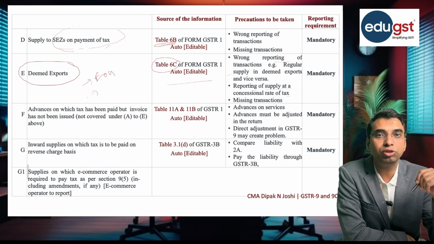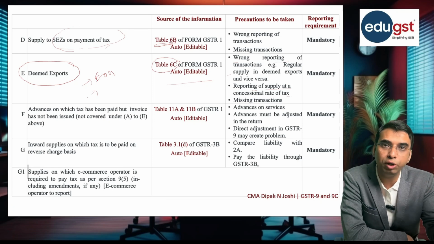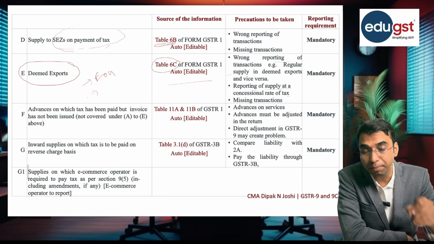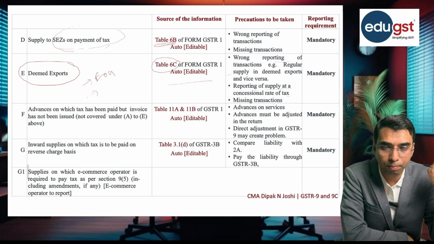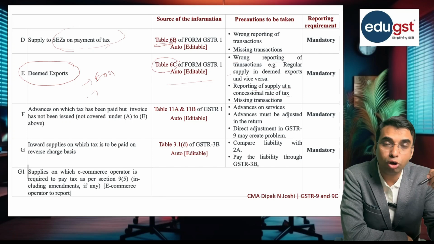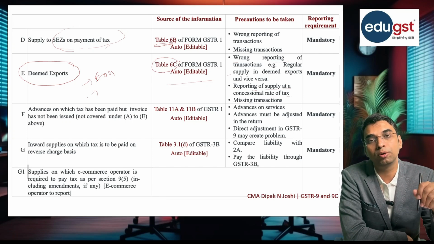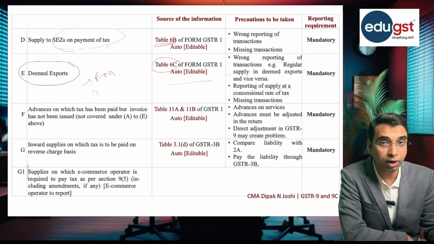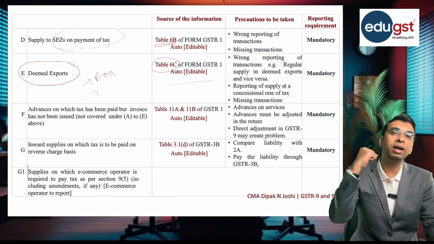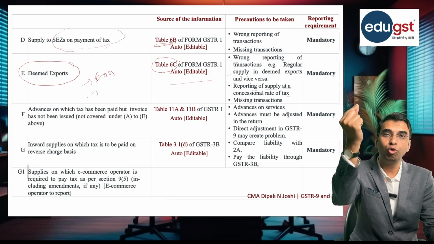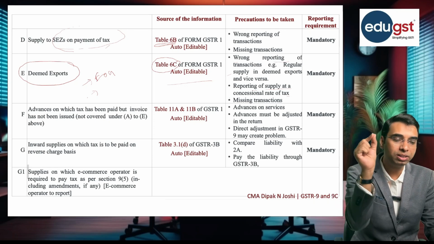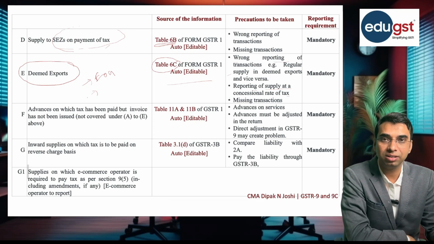एक्सपोर्ट बोलते हैं, in case of merchant export it is actually your B2B supply, that is not deemed export. But in many cases it is observed that people are reporting those things under the head of deemed export. So in that case also you are required to report merchant export under table number 4B, that is B2B supply. तो वो भी आप इधर से निकाल सकते हो.